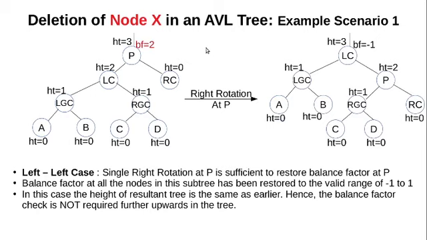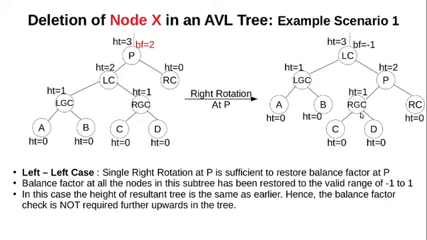When we do the single right rotation at P, LC moves up and P falls on its right. We need to adjust or shift the current right subtree of LC. All the nodes in the subtree rooted at RGC are greater than LC and lesser than P. Hence, we can attach it on the left of P without violating the binary search tree property. This completes the single right rotation. The resultant subtree after rotation is shown on the right.